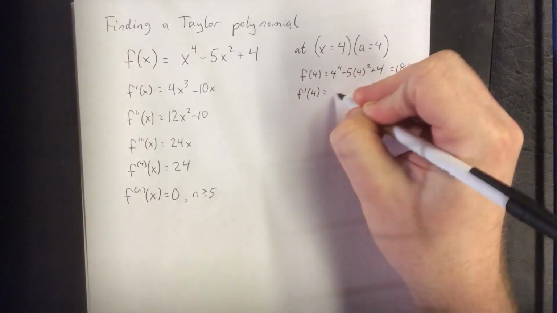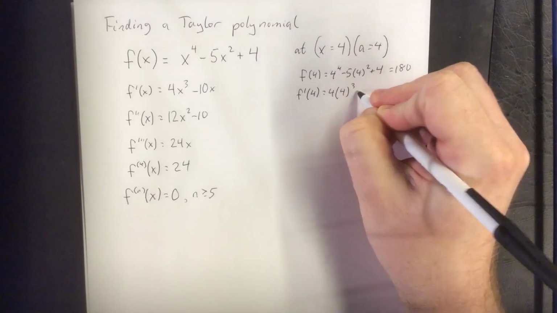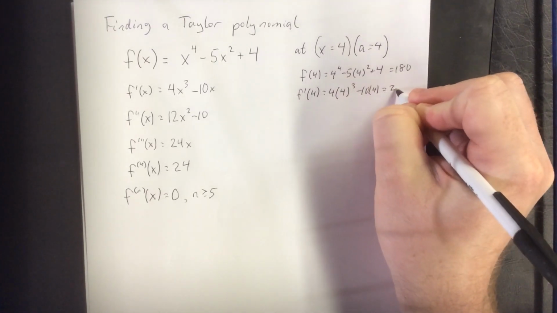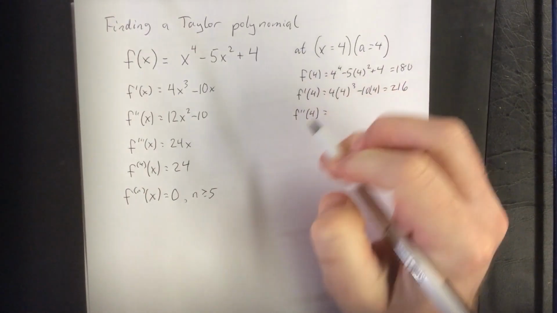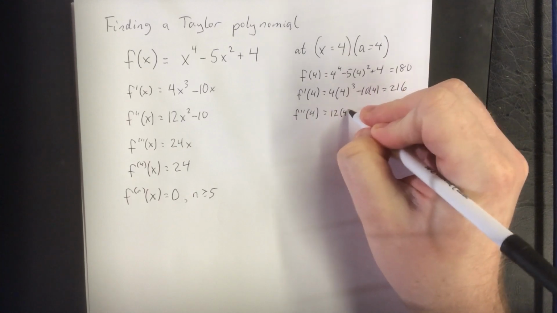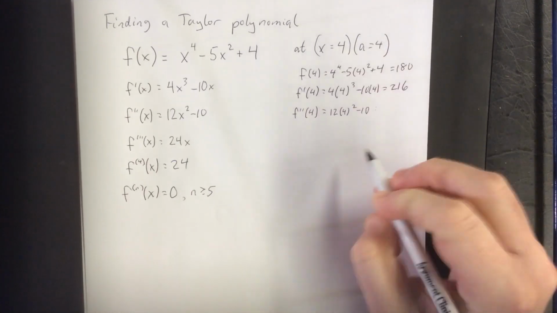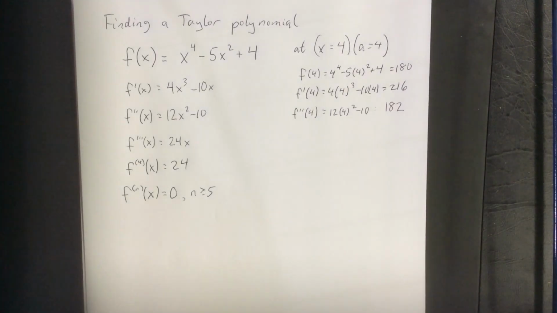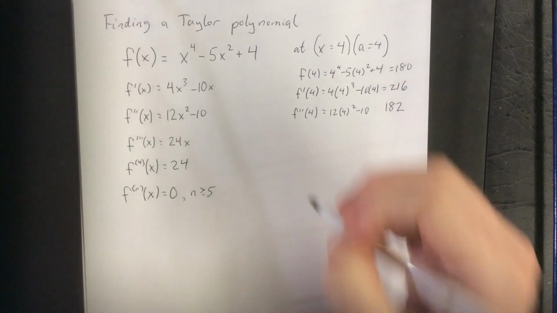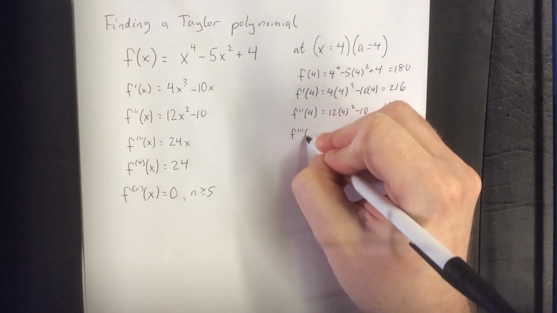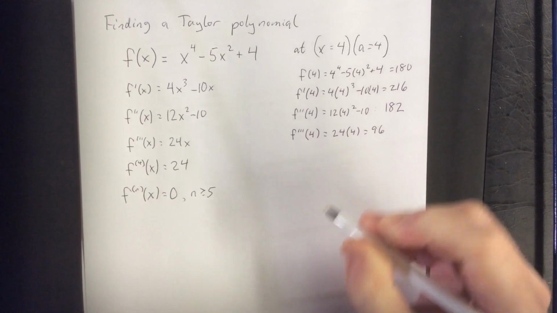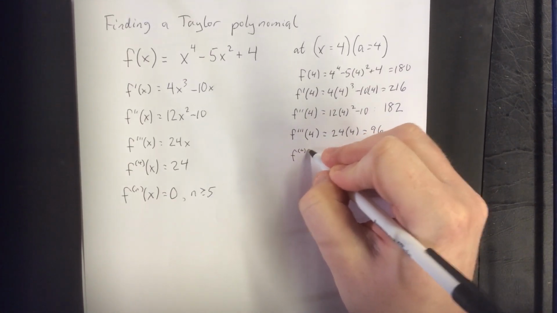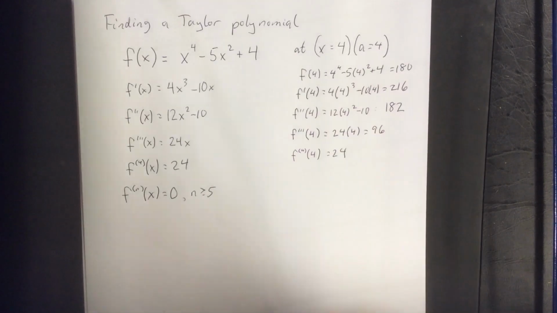For f prime of 4, this will be 4 times 4 cubed minus 10 times 4. That'll be 216. For f double prime of 4, that'll be 12 times 4 squared minus 10, which is 182. At least I think it is. Hang on. 12 times 4 squared minus 10. Yeah, 182. Good stuff. For f triple prime of 4, that'll be 24 times 4. That's equal to 96. And for the fourth derivative, evaluated at 4, since it's a constant, that'll just be whatever the constant is equal to.